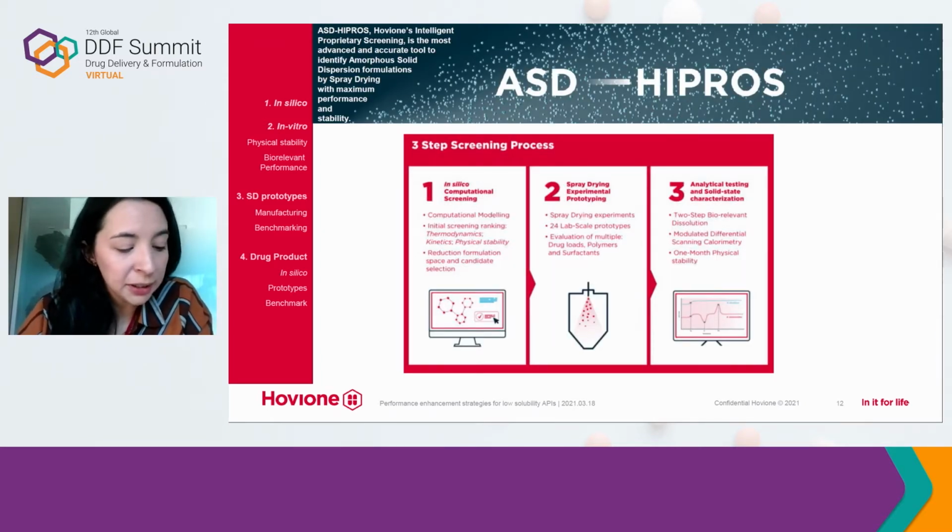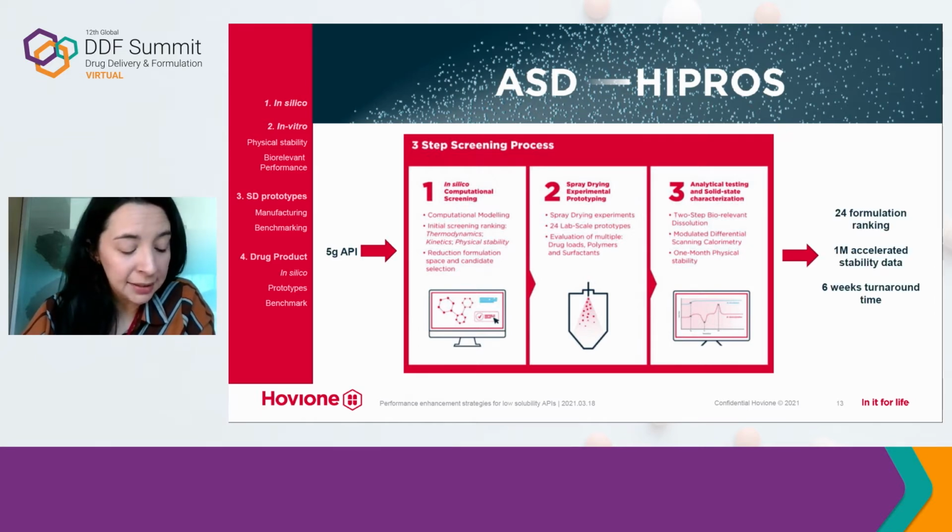So let us present Ovion's proprietary screening platform, ASD IPRES, a tool that is able to take a low solubility API and deliver a ranking of up to 24 different formulations. This is based, again, on a 3-step process that starts with in silico screening, based on thermodynamic, drying kinetics, and physical stability to identify the most promising combinations of polymer, API, and surfactant.